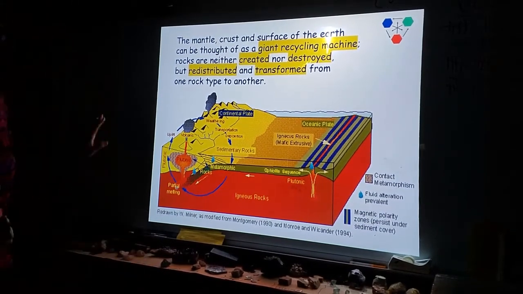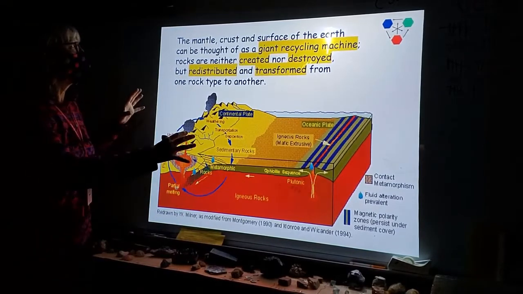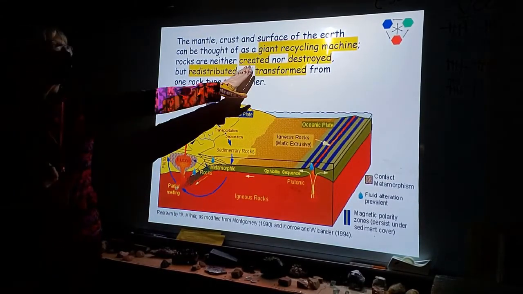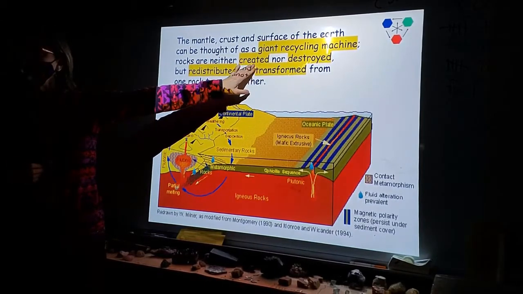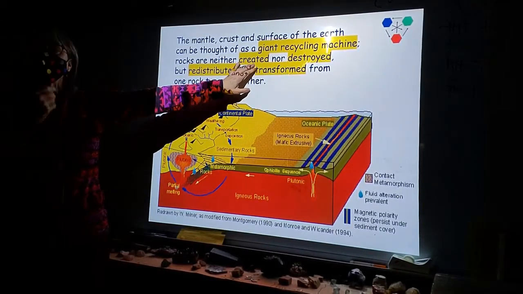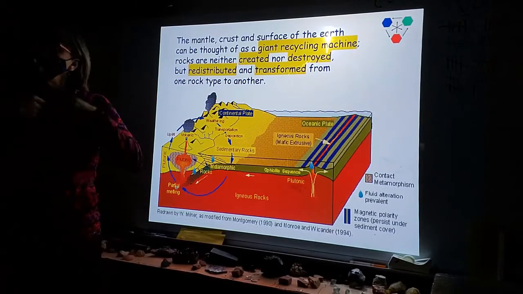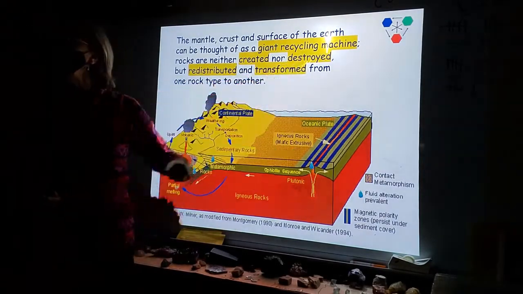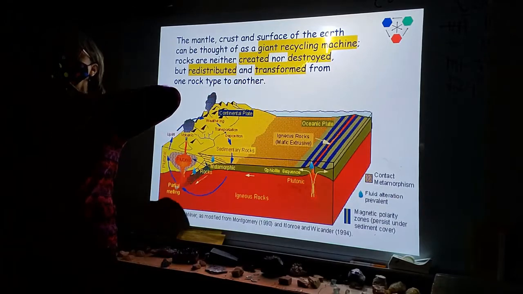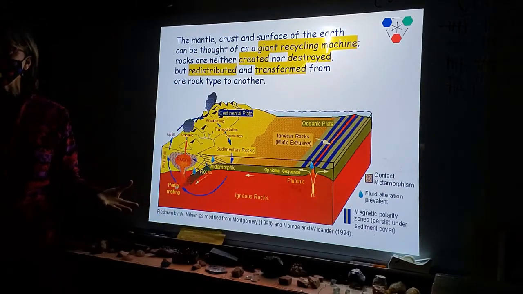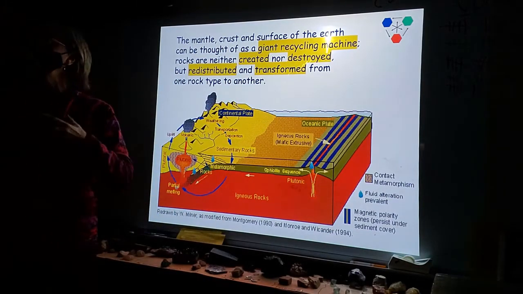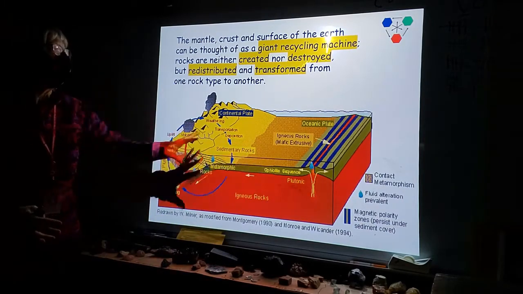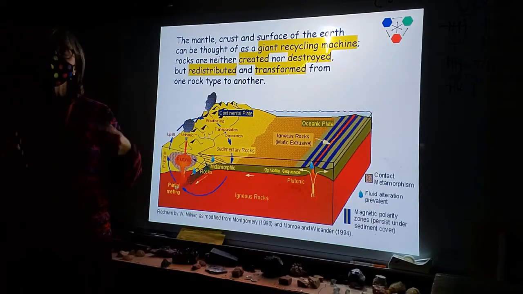So looking at this a little more closely, the earth is kind of like a giant recycling machine. Only God can create something out of nothing, correct? Yeah. So rocks are not created from nothing. They come from other things. And you can't completely destroy a rock and turn it into oblivion, like completely make it go away. It just changes. Destroy is not the same thing as changing, all right? But you can redistribute them. You can move them around. You can transform them. That's what this is.